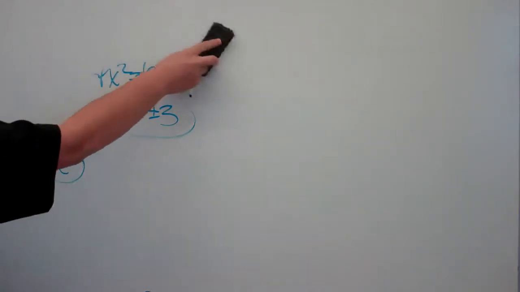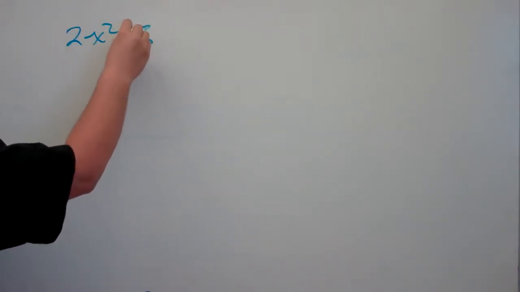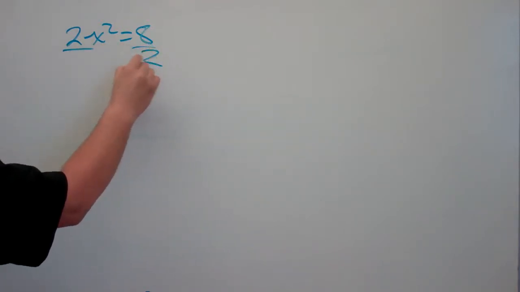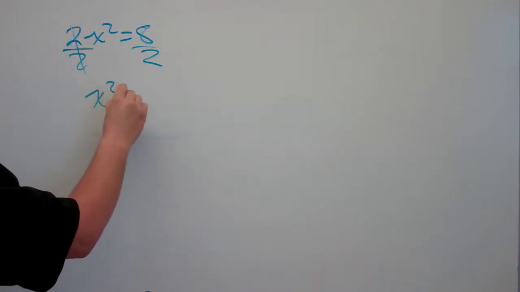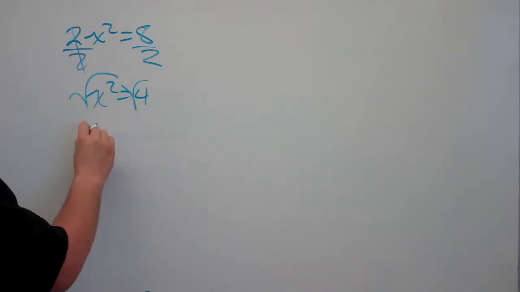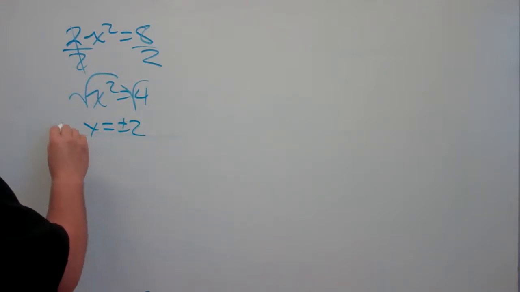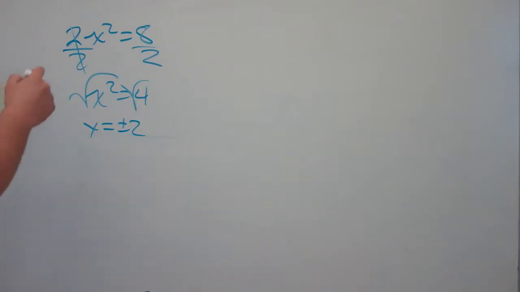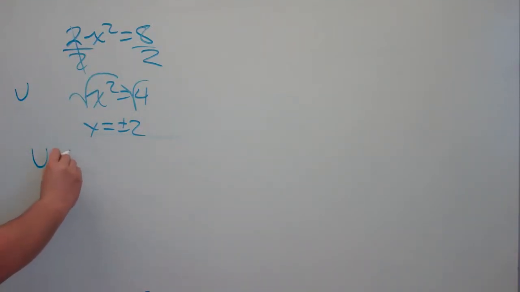Number 7. A lot of graphs on here. What are the solutions for 2x squared equals 8? Again, solve for x. Divide by 2. X squared equals 4. Square root both sides. X equals positive or negative 2, and it's positive, so that means it opens up. So which one opens up and crosses at positive and negative 2? The answer is C for number 7.